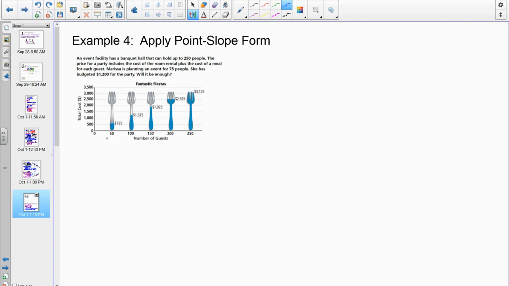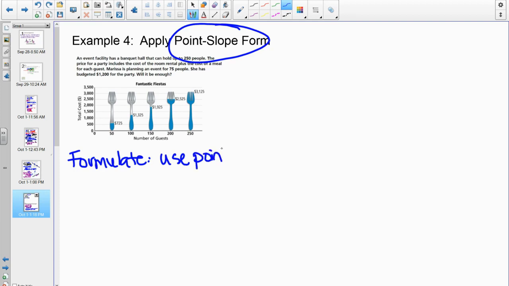We have number of guests, and we're going to apply it to the point slope form. So formulate, first of all, what are we doing? We got to come up with a way to use point slope form so that we can represent the number of guests and the total cost. So formulate, you're going to use point slope form here.